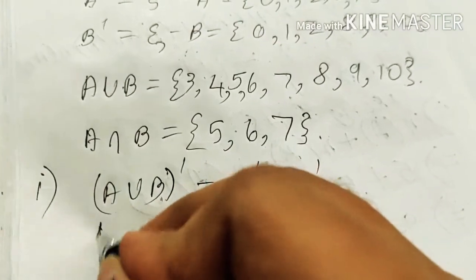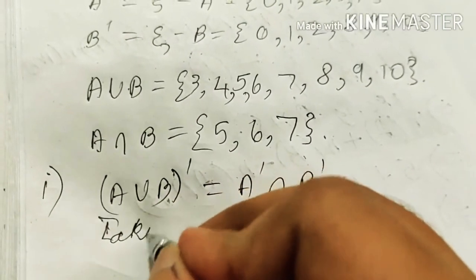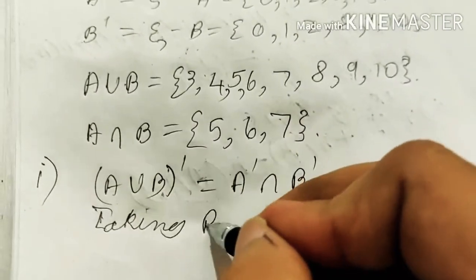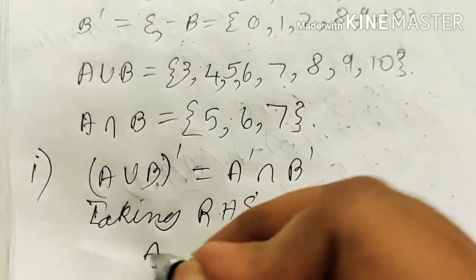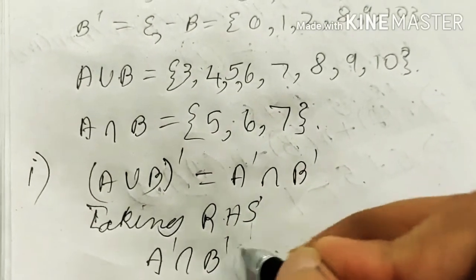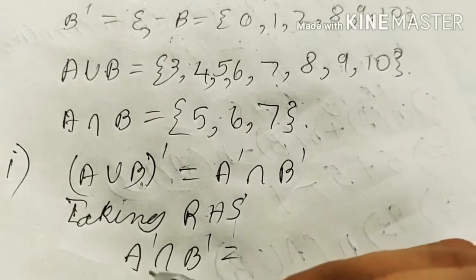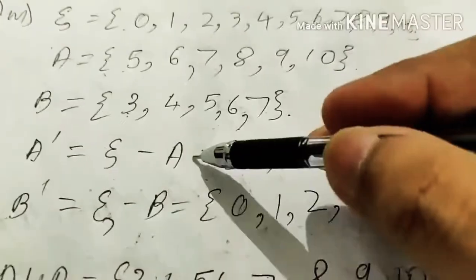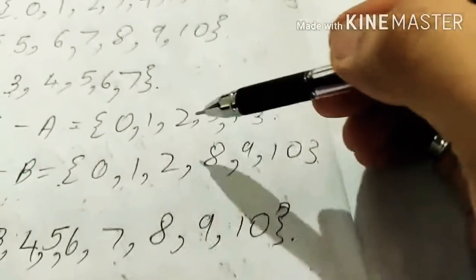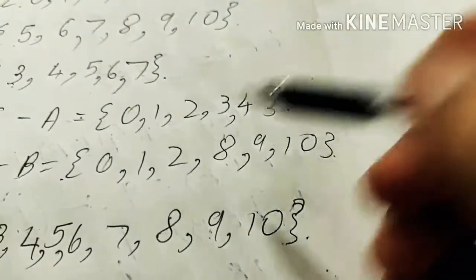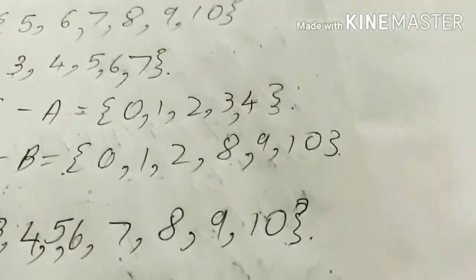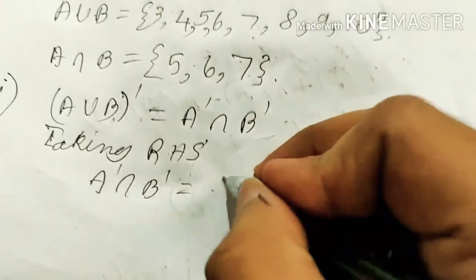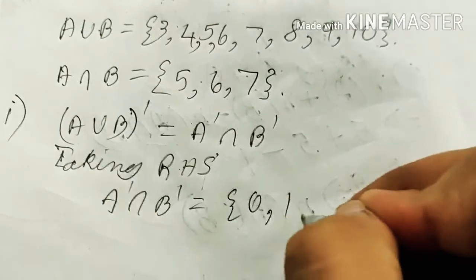So taking the RHS, we have to find the intersection of A complement and B complement. What is common between A complement and B complement? 0, 1, 2 and nothing else. So this is equal to 0, 1 and 2.